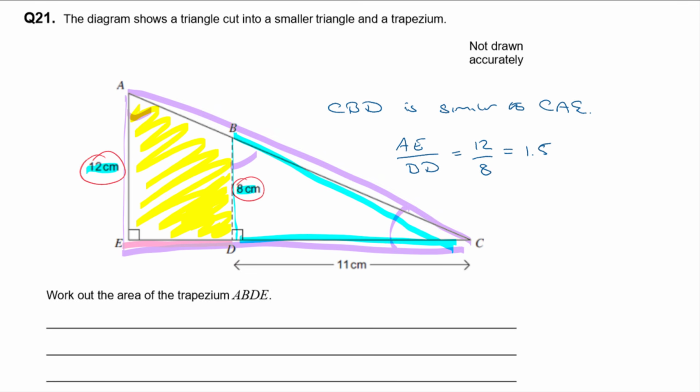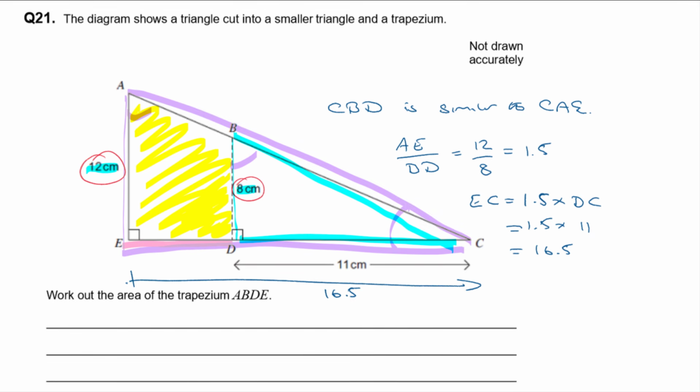Okay, so if I look at the length DC, compare it to the length EC, so then EC, the longer one of the 2, is going to be 1.5 times DC, the smaller one that it matches with. Okay, so that's going to be 1.5 times 11. So what's 11 and half of 11? That's 16.5 then, isn't it? Okay, so it's 16.5 from there down to there.